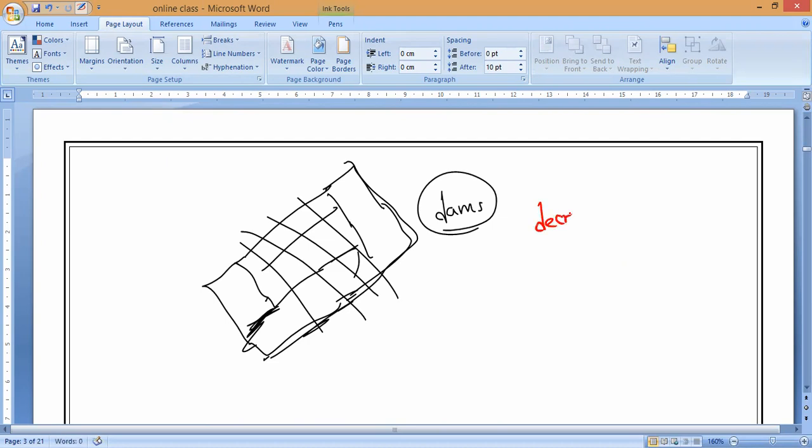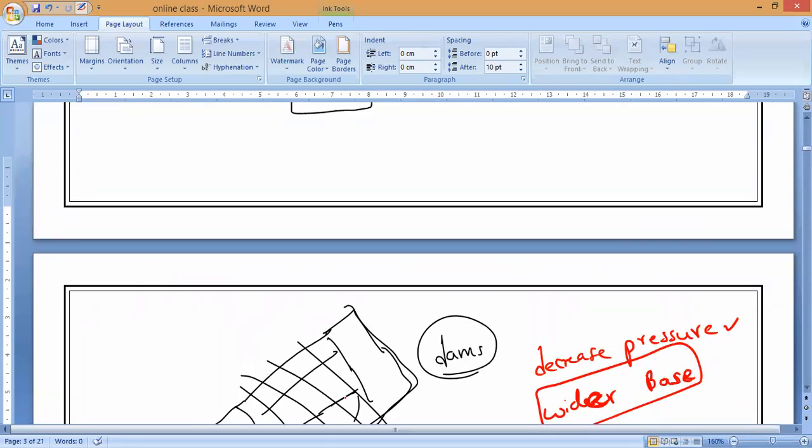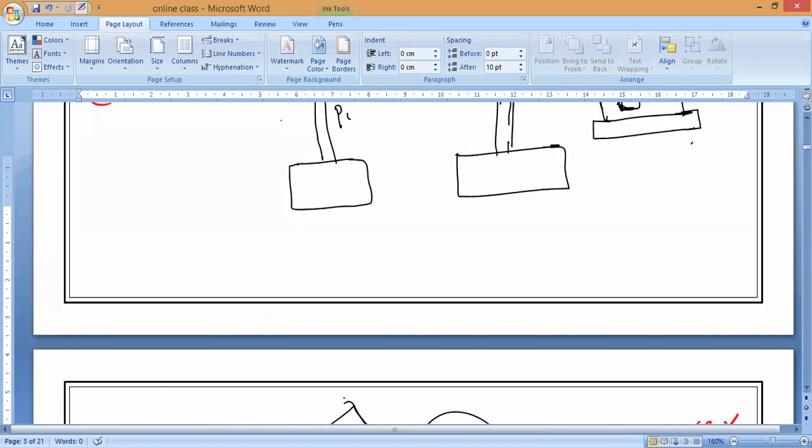To decrease that pressure, what are we doing? We are increasing the width. A wider base we have to make. That is what you have to remember. A wider base we have to make for decreasing pressure. This is our seventh one. So please all of you write: foundations of high-rise buildings or dams are made wider. That is the seventh. Do you understand, everybody?